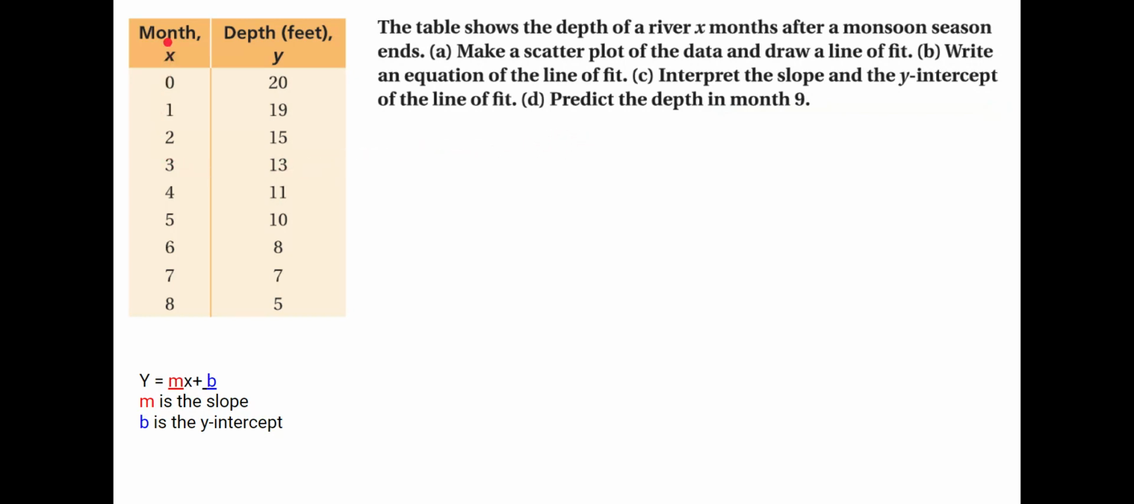If you look at the months, the x represents the number of months, and it starts from 0 to 8. So I can count my x-axis by ones. Look at the y, which represents the depth of the river in feet. The smallest number is 5, and the biggest number is 20. So maybe it'd be easier to count by 2's on the y-axis. Plot the points (0, 20), (1, 19), (2, 15), (3, 13), and so on. Then draw a line that best describes this data.